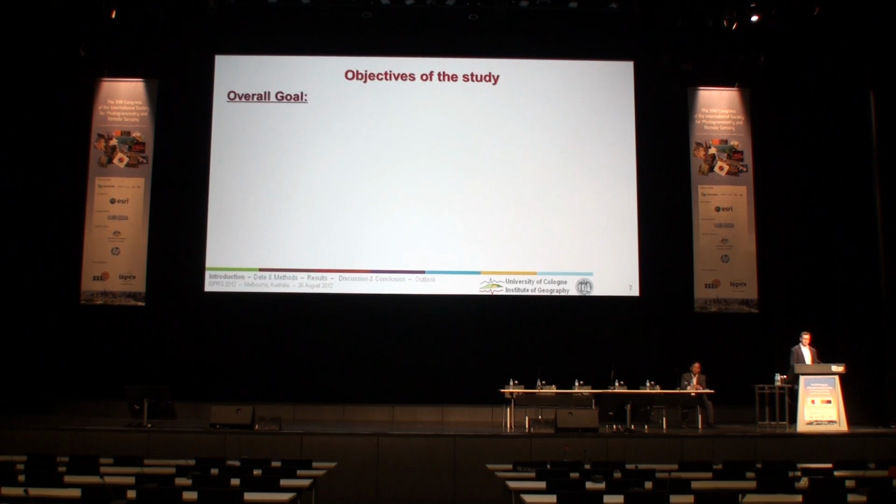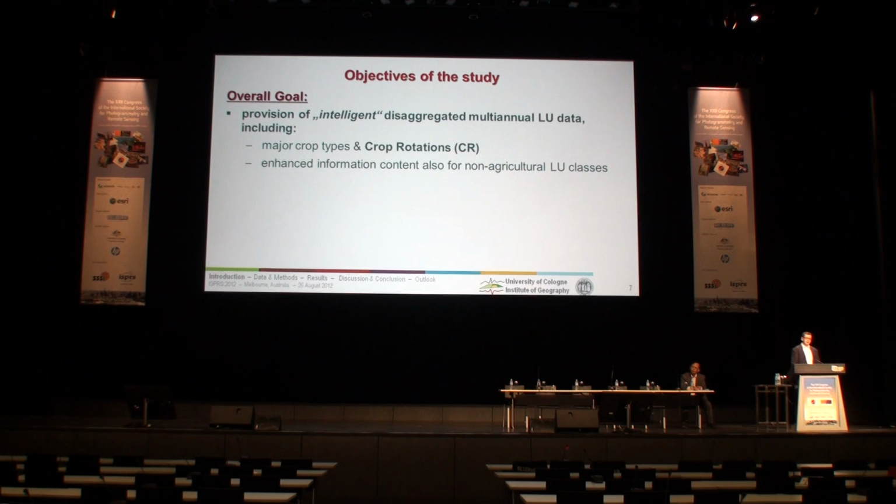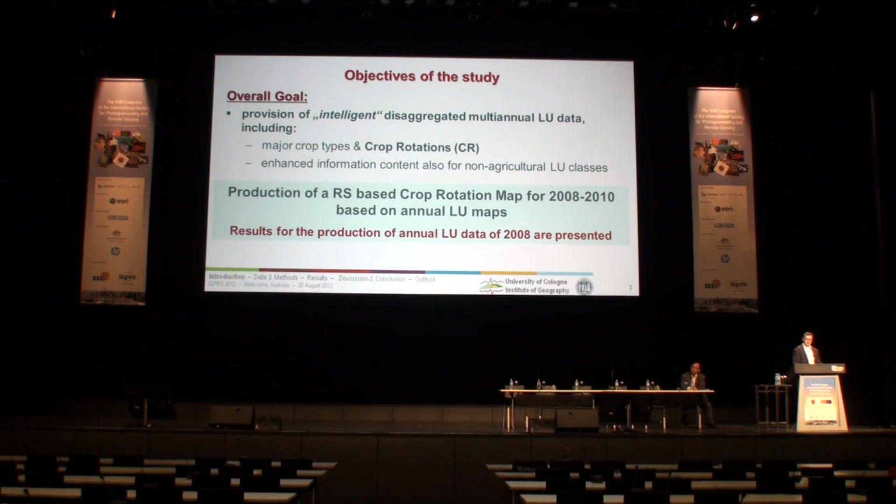annual data available. So the goal of the study was to provide disaggregated multi-annual land use data, which includes the major crop types and also crop rotations. But also this data should include enhanced information for non-agricultural land use classes. So this study has the goal to produce a crop rotation map for the years 2008 to 2010. But in this presentation, I will focus on the production of the annual land use of 2008.